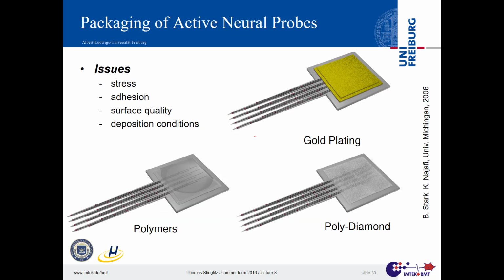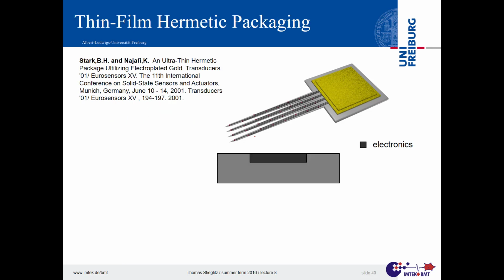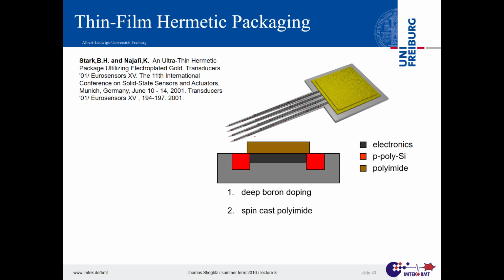So this is your kind of marketing slide. If you want to encapsulate or package, on the right-hand side, the electronics being on that rectangular thing, you can either take polymers, then polydiamond on top as hermetic coating, and gold plating. That's shown here in more detail, how to do that.